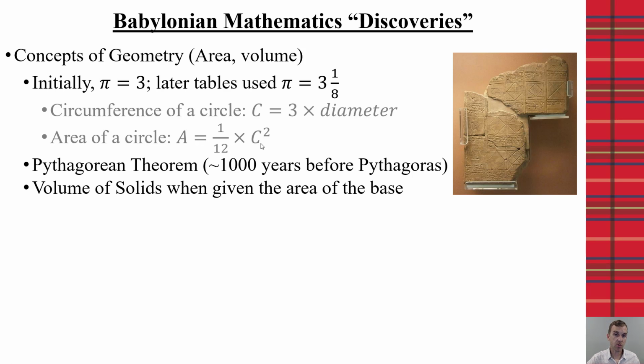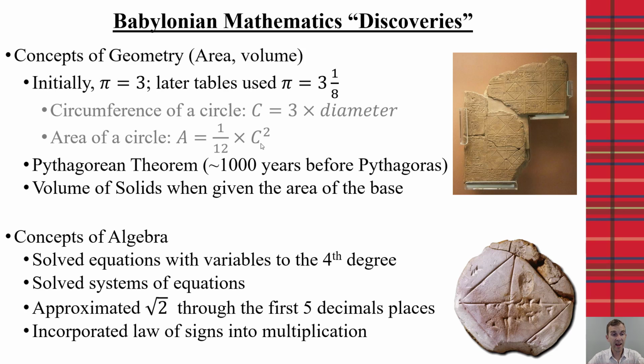And if you actually go through it and simplify that, that will come to 3 times the radius squared, or pi times the radius squared. Additionally, they were able to utilize the Pythagorean theorem over 1,000 years before Pythagoras is credited for it and the Greeks. Additionally, they could calculate the volume of solids if the area of the base was provided.